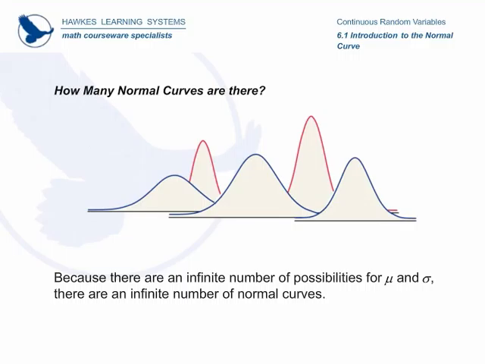Looking at the pictorial, the question arises, how many normal curves are there? Because there are an infinite number of possibilities for mean and standard deviation, there are an infinite number of normal curves. We can see in the pictorial that the characteristics of a normal curve or a bell-shaped curve are in all of those curves. Some are just more closely gathered around the mean than others.